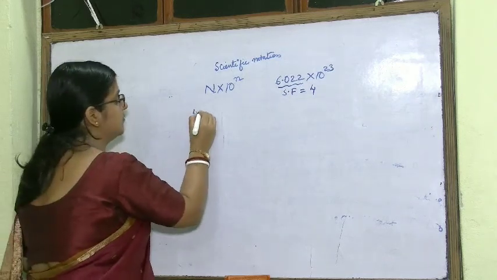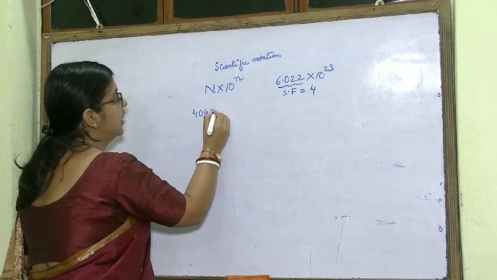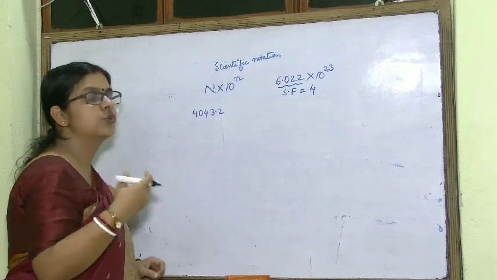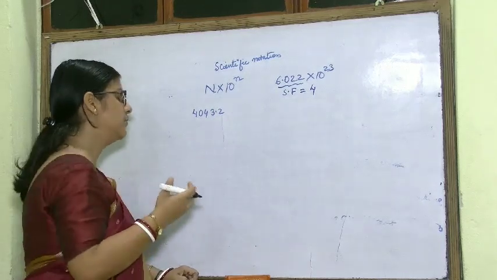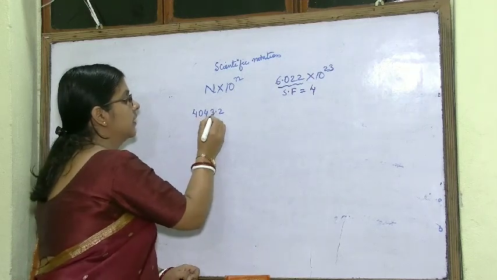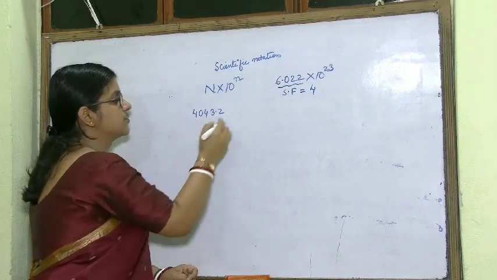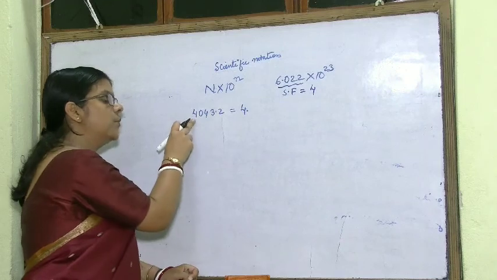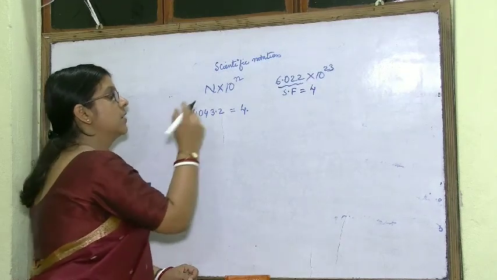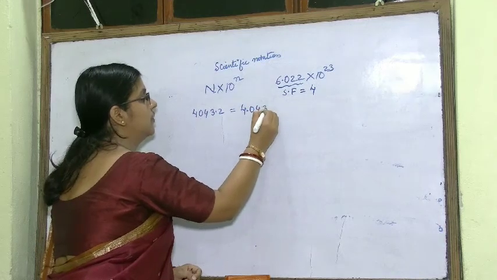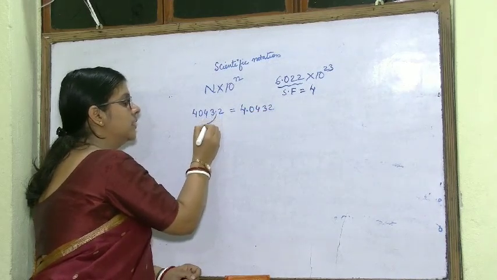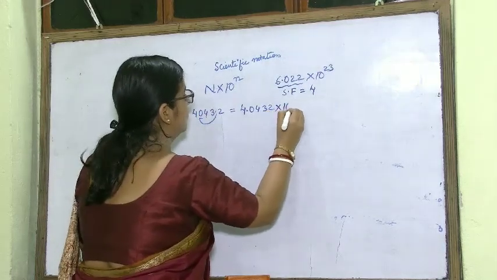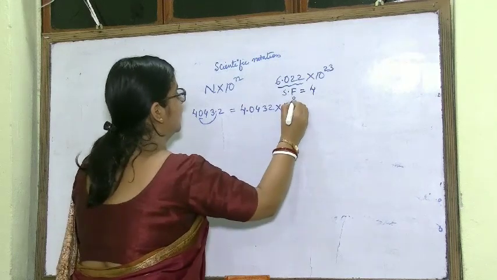Now, how can you change any number into scientific notation? I am giving some examples. Suppose you are given 4043.2 and you are asked to change it to scientific notation. In scientific notation, you place only one digit before the decimal. So you will write 4.0432. Now you are moving the decimal 3 digits, so you will write 10 to the power 3.